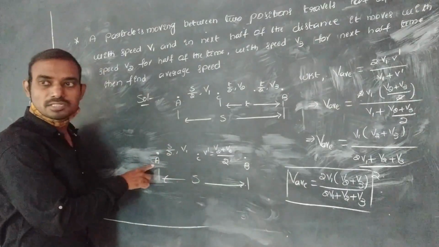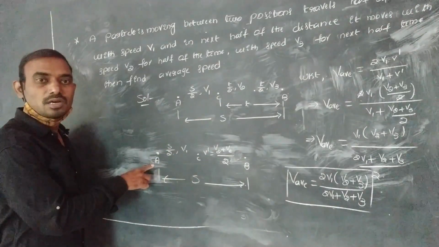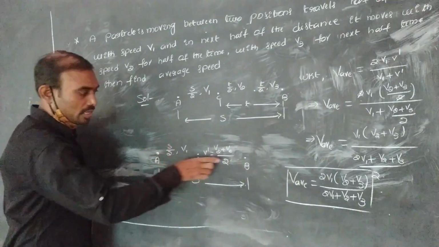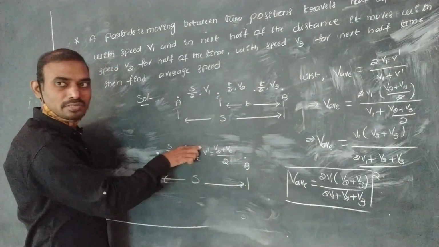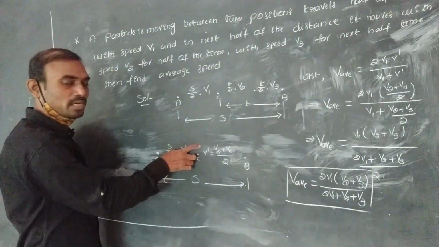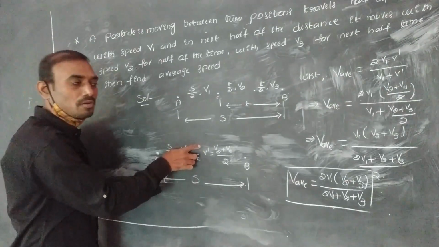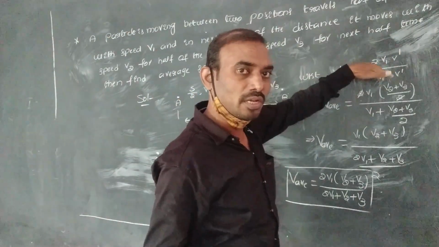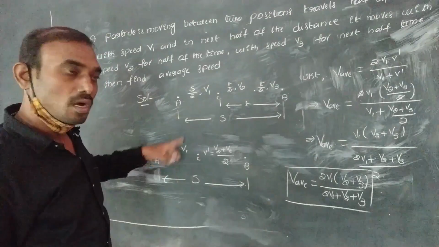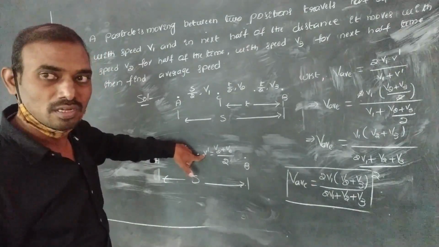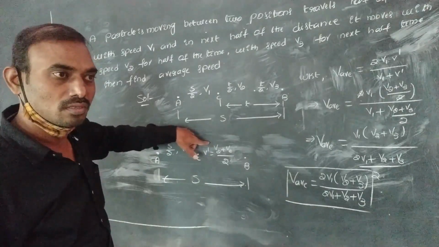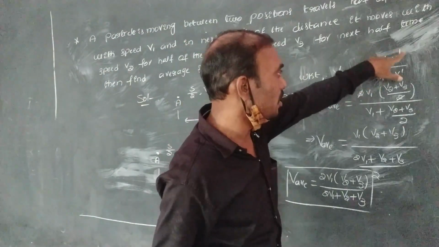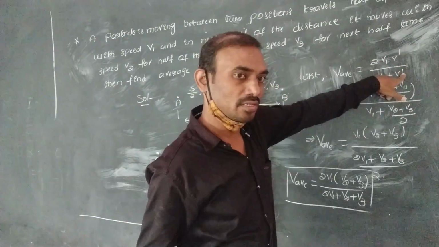Again it becomes half distance method. Half of the distance with the speed V1, next remaining half of the distance with the speed V dash. In half distance method, what is the average speed formula? 2 V1 V2 by V1 plus V2. Here V1 equal to V1 and in V2 place we considered V dash. Therefore average speed equal to 2 V1 V dash by V1 plus V dash.